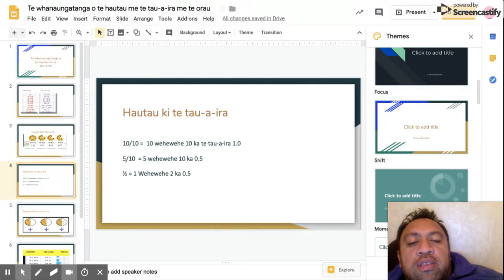Here I have another example. 5 divided by 10 equals 0.5. So 5, wehe 10, ka 0.5. Now let's have a look at that in picture form.